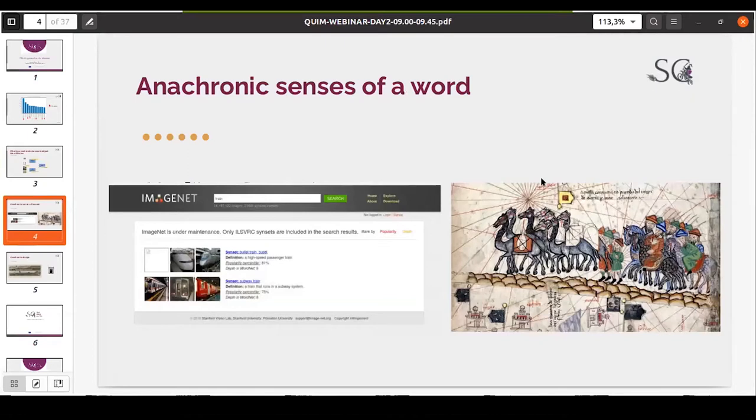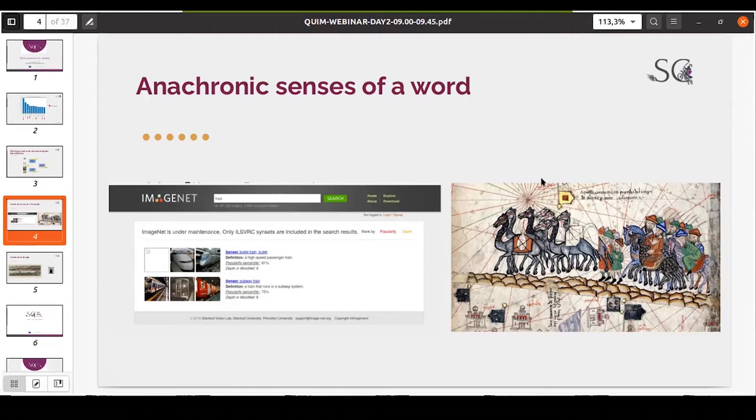So when we analyze, we have to filter the words that refer to entities that would be anachronistic. We have to take into account the senses of a word. For instance, the word train has the sense of a means of transport. And of course, in this sense, a train as a means of transport is not depicted in a 15th century painting, but train, meaning a caravan, can be.